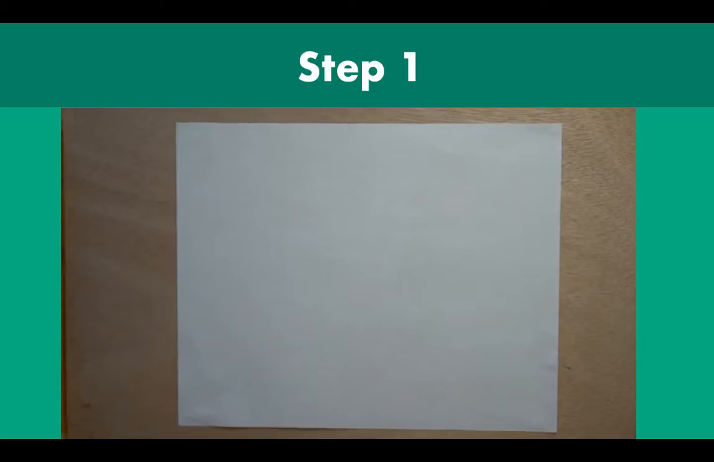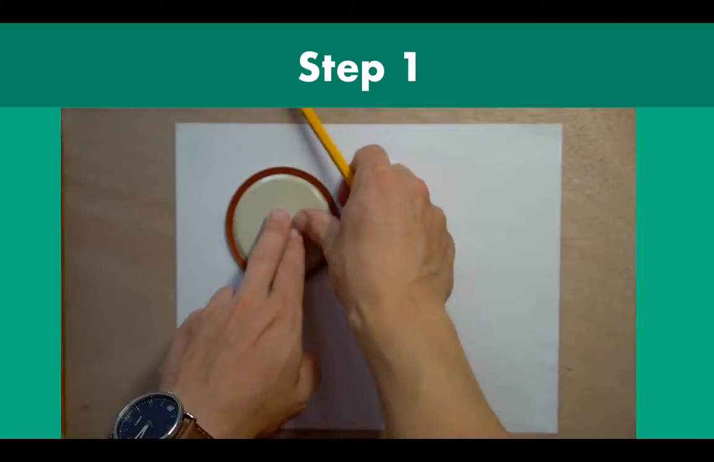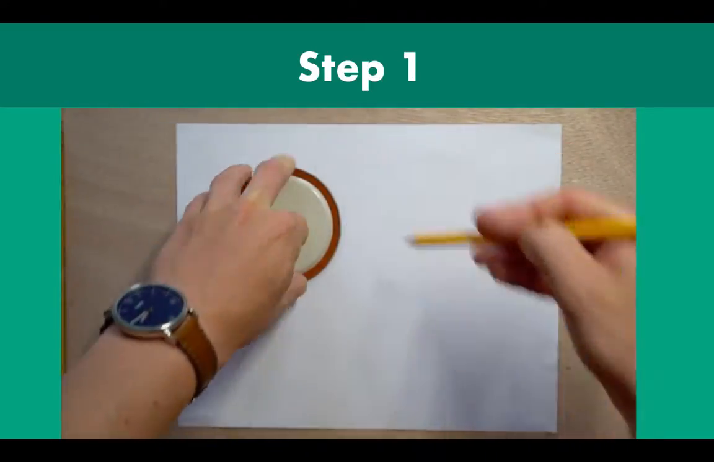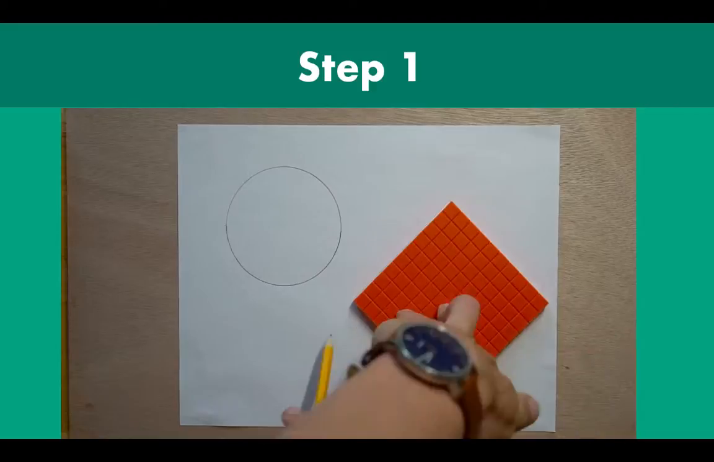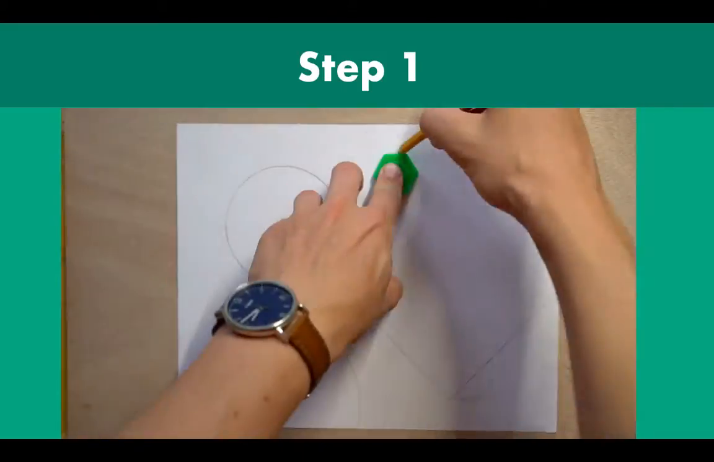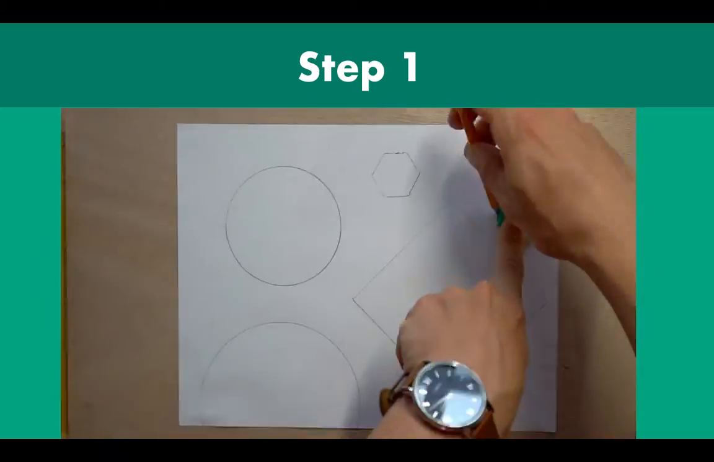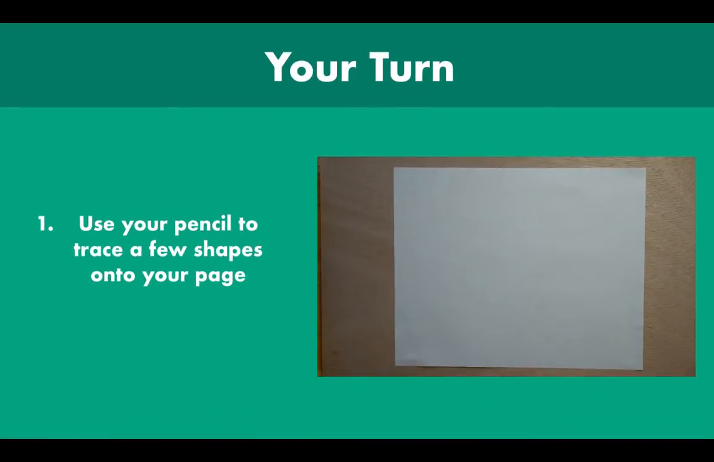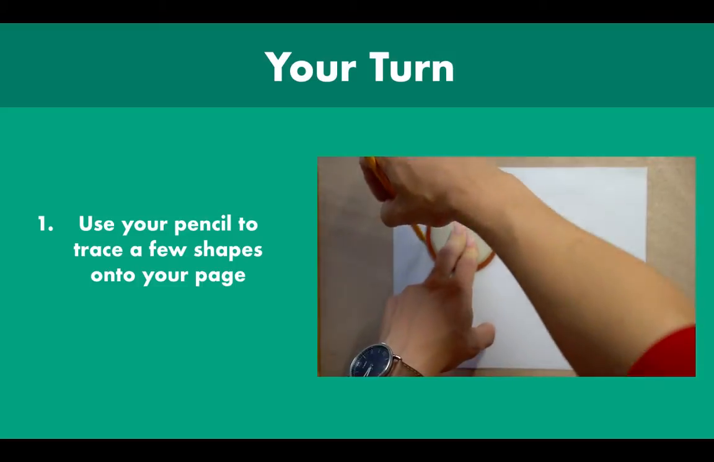Step 1. Trace your objects onto the paper using your pencil. To trace the objects, hold it firmly against the paper and run the pencil around the outside. You can put your shapes anywhere, but make sure they're not overlapping. Now it's your turn. When you finish, click Continue.